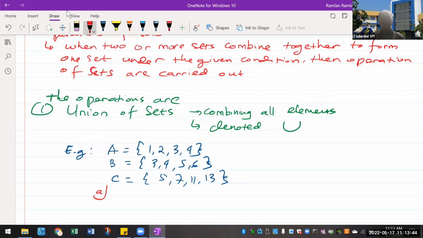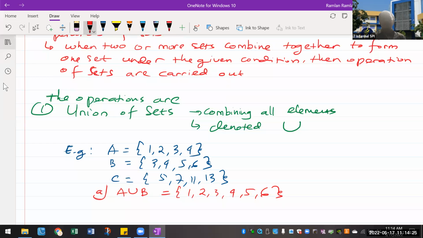The first one is A union B. Basically, you only need to combine A and B, because that is what is being asked. So that will be 1, 2, 3, 4 from set A, and then from set B, 3, 4, 5, 6. We don't need to write down 3 and 4 again because they have already been written. So that will be just 1, 2, 3, 4, 5, and 6. This is A union B.